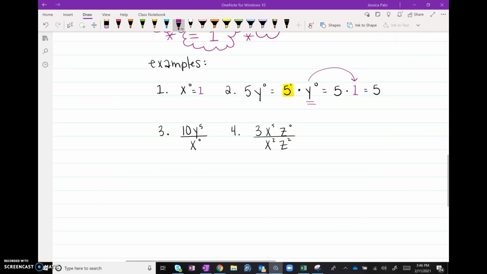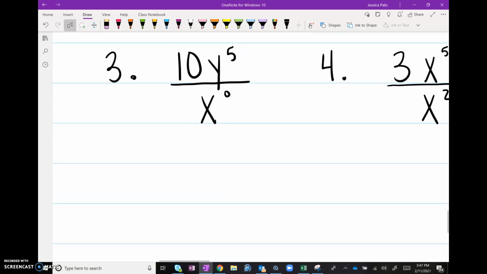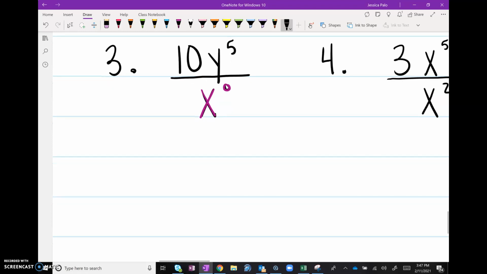Now let's apply our zero exponent rules with our other properties. Starting with example 3, we have 10y to the 5th over x to the 0 power. Where is the 0 power? The 0 power is in the denominator. This is x to the 0 power. So we need to simplify this fraction. We need to change x to the 0 to 1.